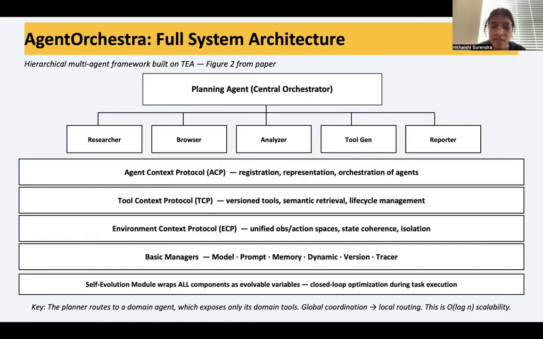So the critical architectural insight here is that the planner never sees the full tool pool. It routes to a domain agent, and the agent only exposes the tools relevant to its domain. This is what gives O(log n) scalability, because every routing decision is local and it's not global.